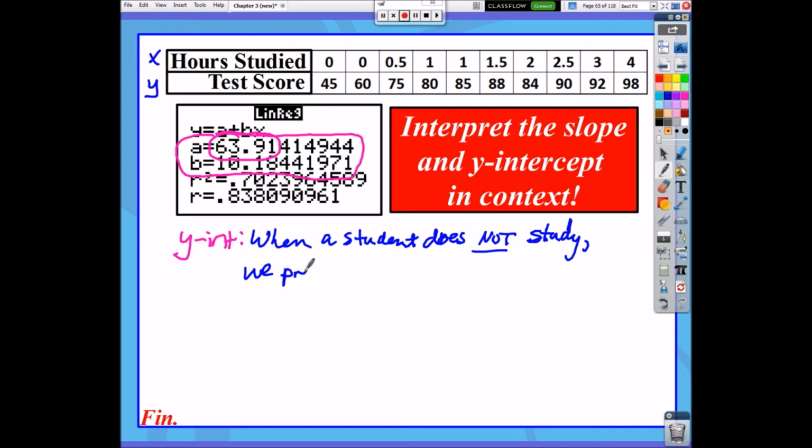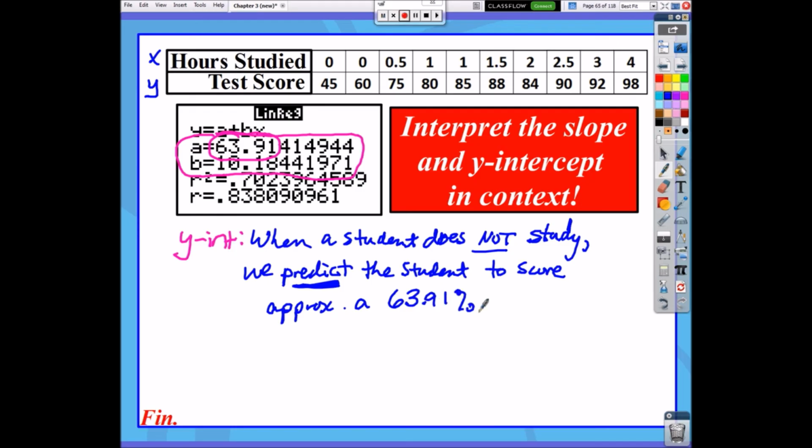We predict, and again, this is the important part, we predict, we're not coming up with an actual y value here, but we're coming up with a predicted y value. We predict the student to score approximately a 63.91%, assuming these test scores are in percentages. So when a student has 0 hours studied, we predict the student to score approximately a 63.91.